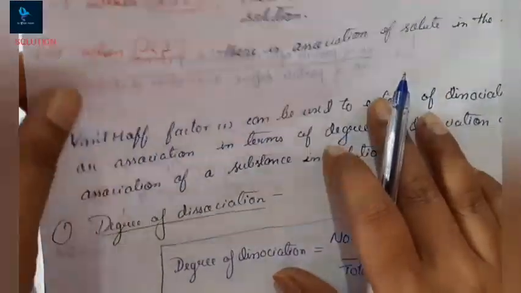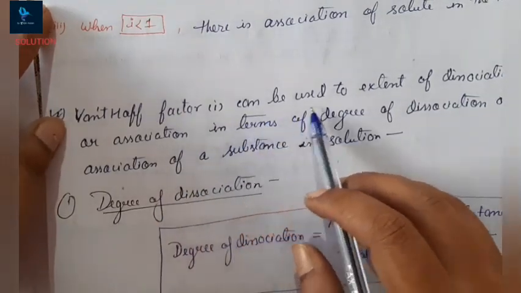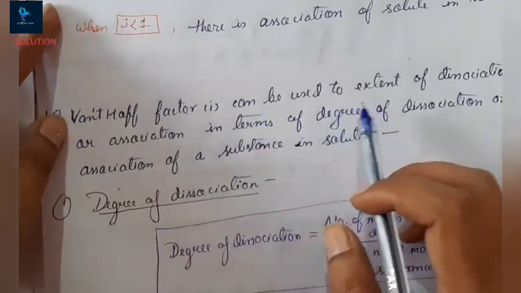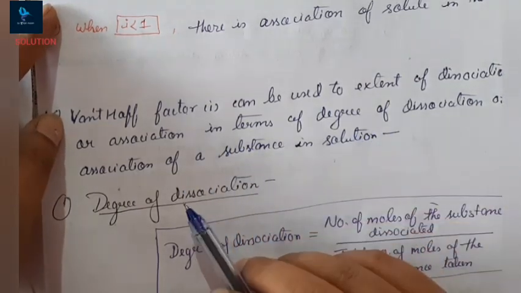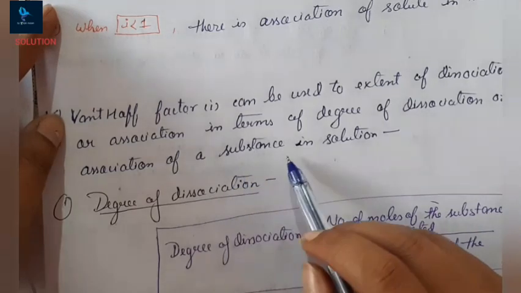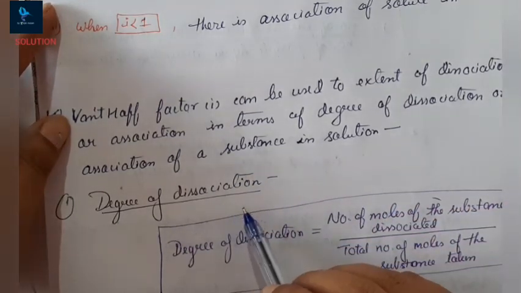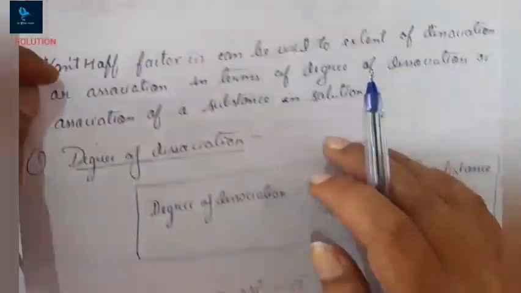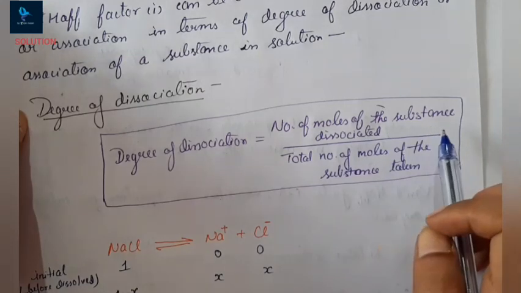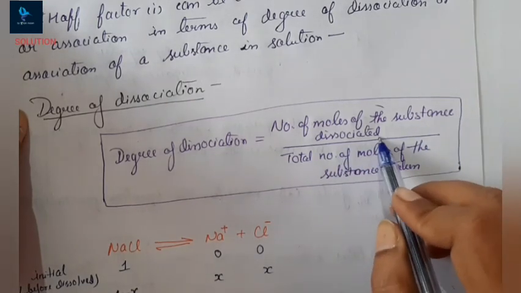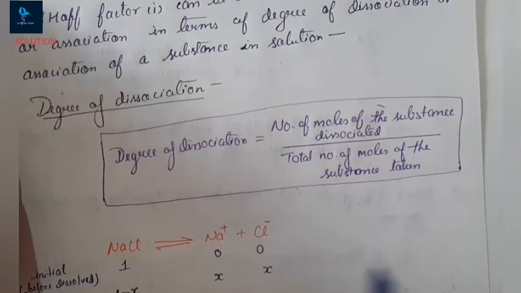So the Van 't Hoff factor, that is i, can be used to find the extent of dissociation or association of a substance in solution, in terms of degree of dissociation or association. First, degree of dissociation. What is the degree of dissociation? The degree of dissociation is defined as the number of moles of the substance that dissociate divided by the total number of moles of the substance taken.